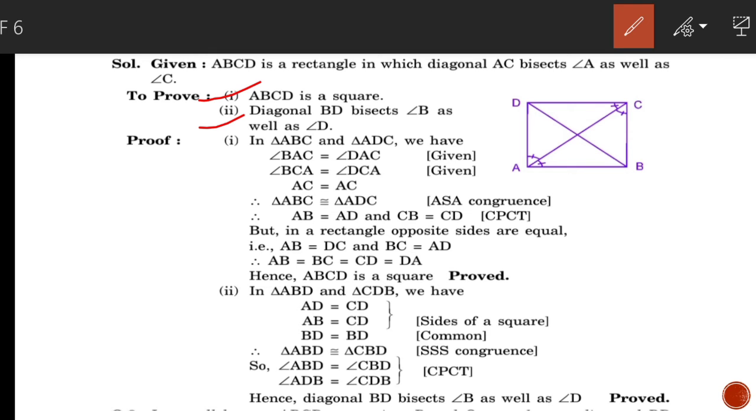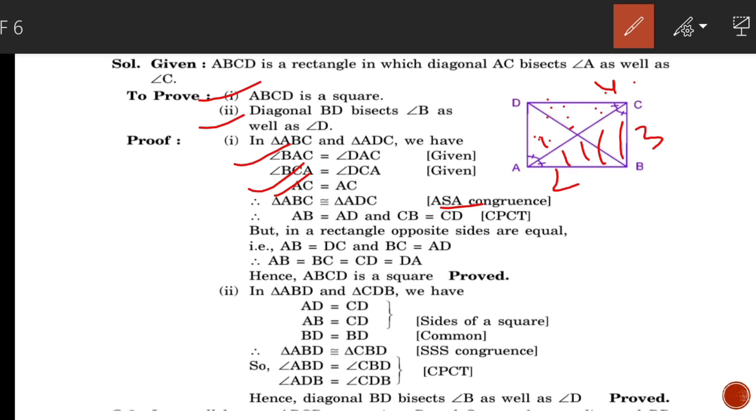So for the first one, to prove ABCD is a square, we will consider the triangle ABC and ADC. So this bottom triangle and the dotted triangle. Here suppose this is angle 1 and this is 2, as well as this is 3 and this is 4. So angle 1 and angle 2 are equal, given. Angle 3 and angle 4 are equal, that is also given. And AC is a common side. So by the angle side angle congruence rule, we can say that the triangles are congruent.